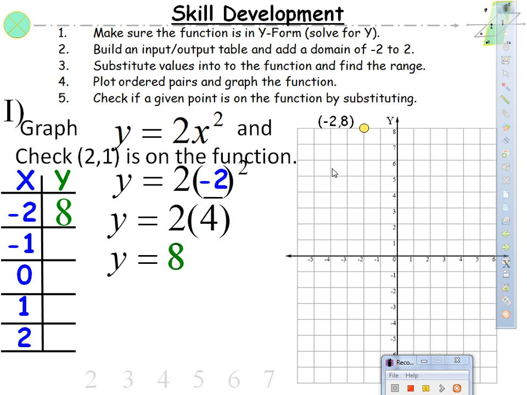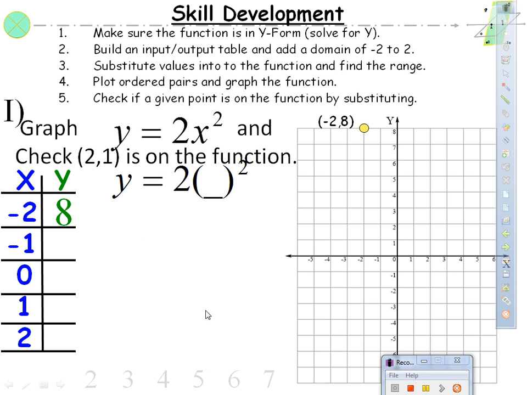So far, so good? Okay. Now, let's do it again. So you're going to rewrite this again, but instead of -2, what's our next value? -1. So go ahead and substitute that in there. And once again, use your order of operations.